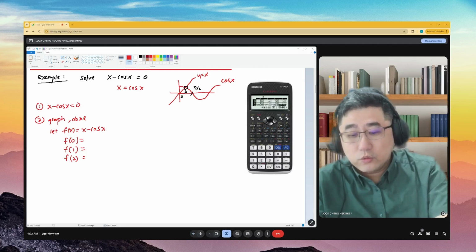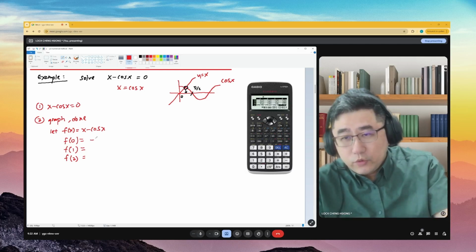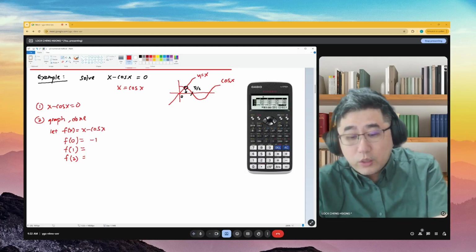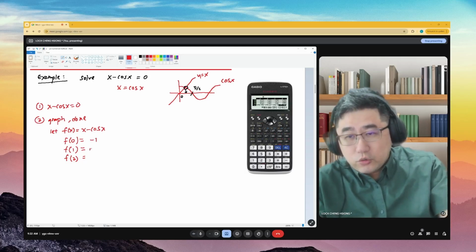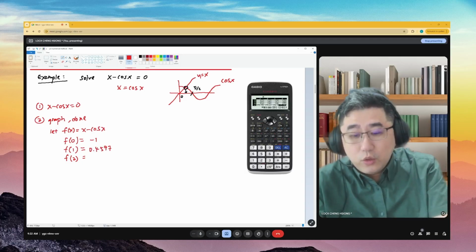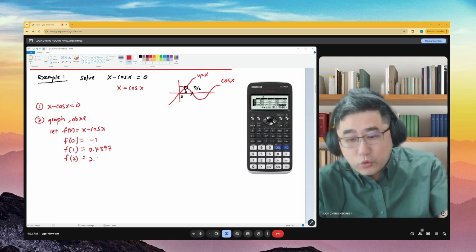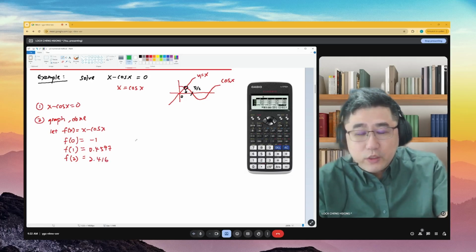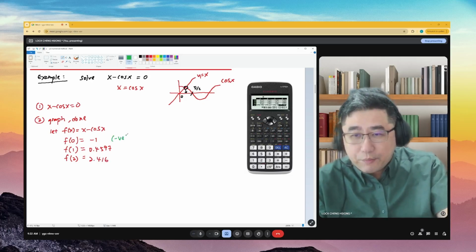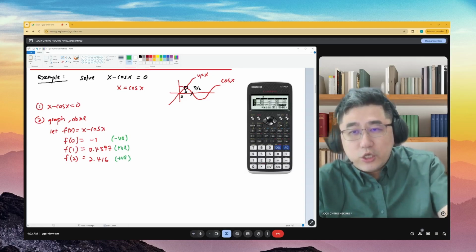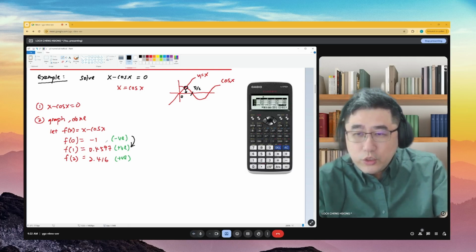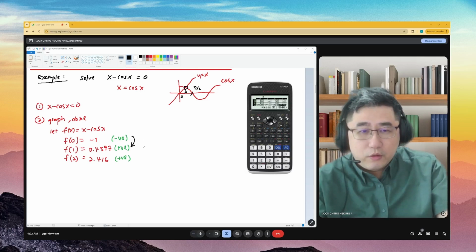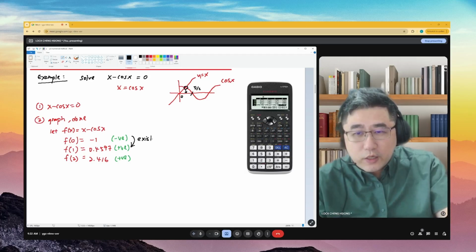Calculate 0, I will have negative 1. Calculate 1, I will have 0.4597. Calculate 2, I have 2.416. So over here, by observing the values, I see that this is a negative number, this is a positive number, this is a positive number. There is a change of sign between 0 and 1.